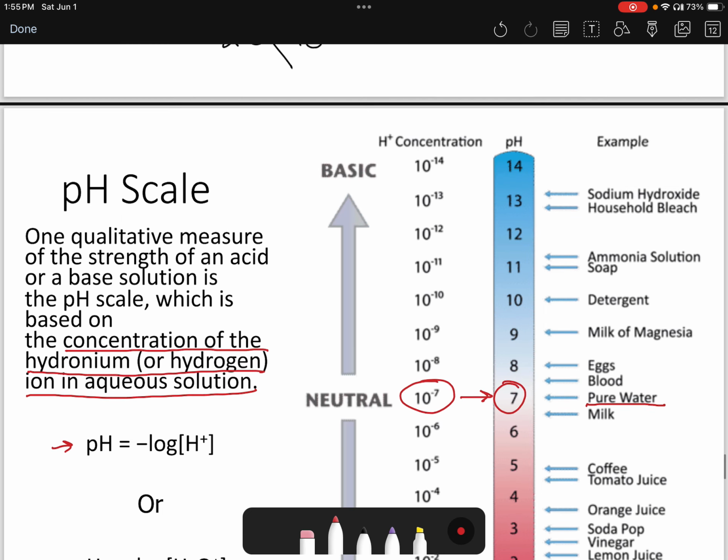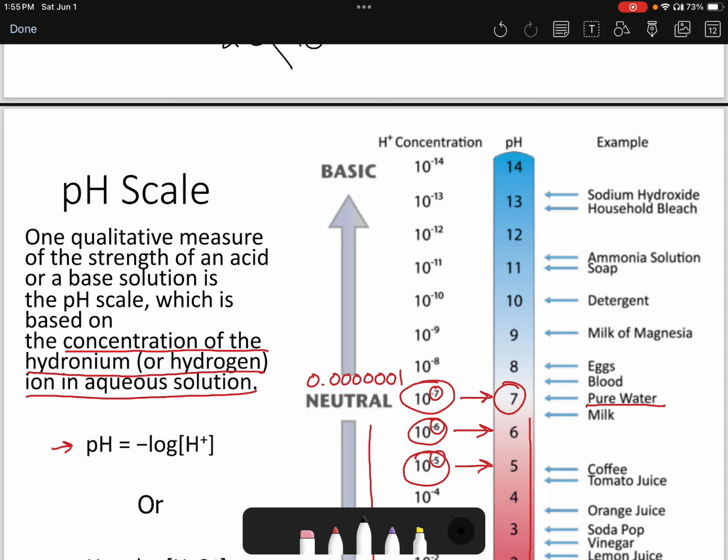Now let's look at bases. So bases, on the other hand, the concentration of hydrogen ions will get lower and lower and lower the stronger the base. So our concentration of hydrogen ions is getting much, much smaller. So we go from 10 to the negative 7th all the way to 10 to the negative 14th. And again, notice if we take the negative log of the concentration, the pH is going to match the exponent. It's just the positive version of the exponent. So super handy.